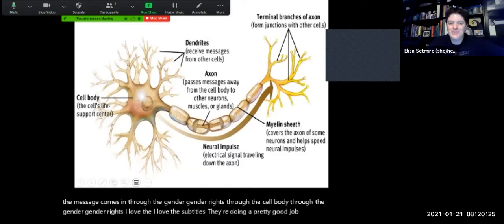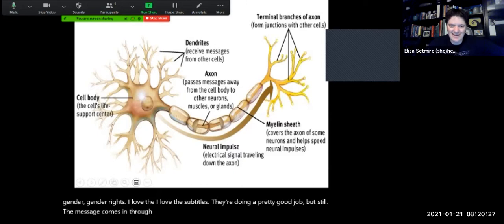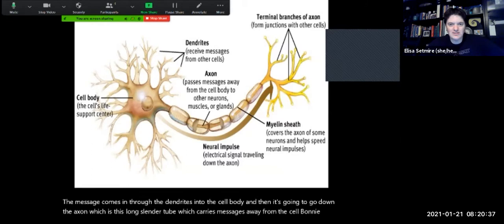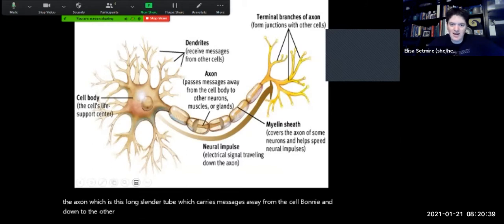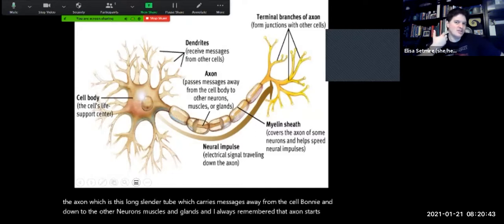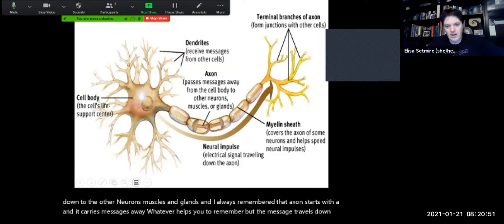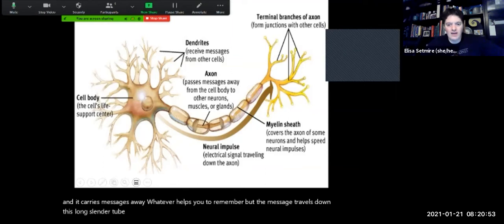The message comes in through the dendrites into the cell body, and then it's going to go down the axon, which is this long, slender tube which carries messages away from the cell body and down to the other neurons, muscles, and glands. I always remembered that axon starts with A, and it carries messages away, whatever helps you to remember. The message travels down this long, slender tube and down toward the end of that neuron.